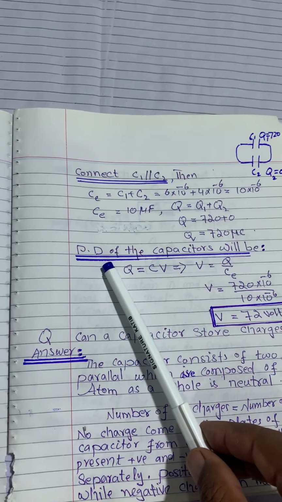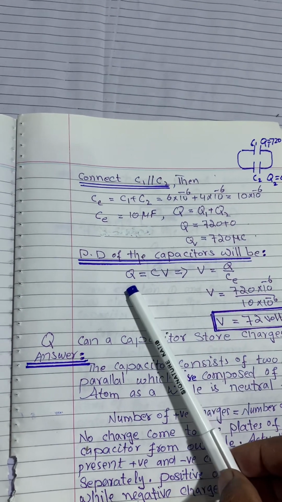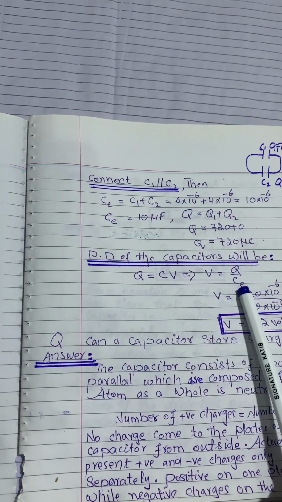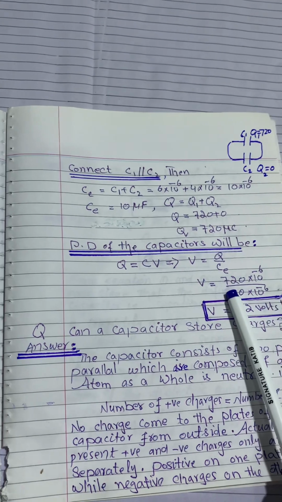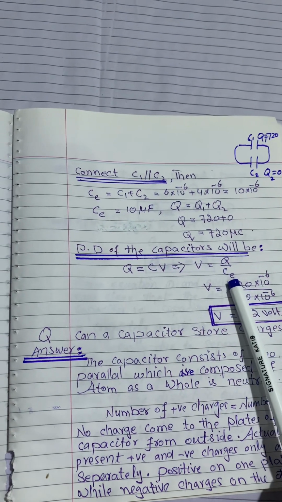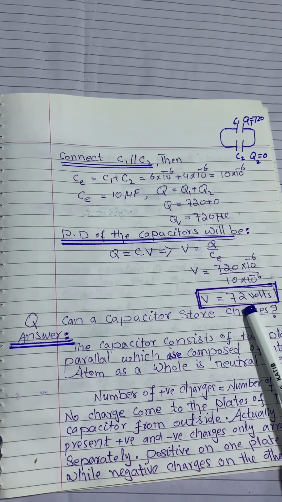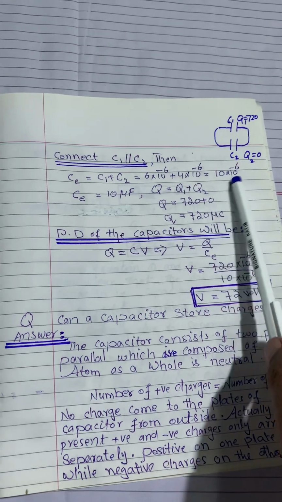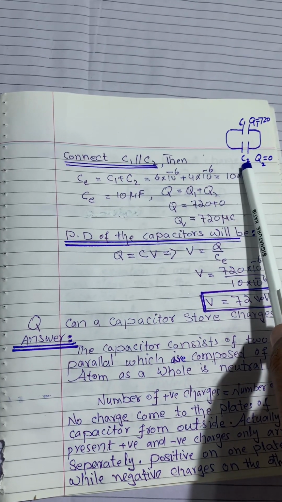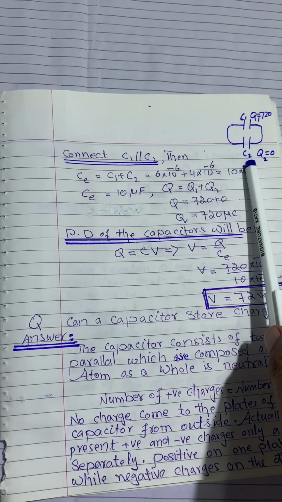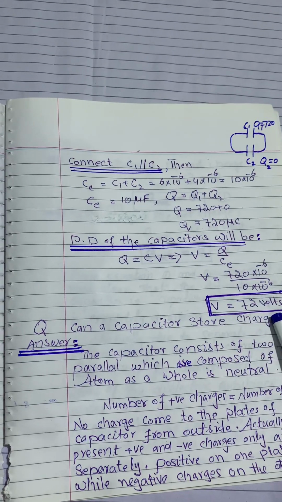Now we want to find the potential difference of the capacitor. So apply the capacitor equation Q equals CV, V equals Q by C equivalent. Q is the charge for both of the capacitors, and C equivalent is the equivalent capacitance. So after division we get V equals 72 volts. So this is the voltage for C1 and this will be the voltage for C2. Potential difference for C1 is 72 volts and potential difference for C2 is also 72 volts.